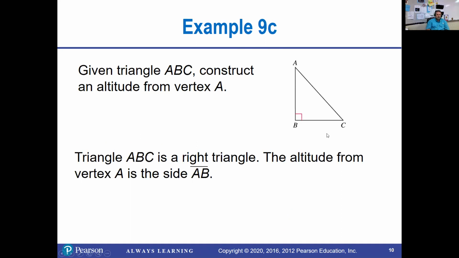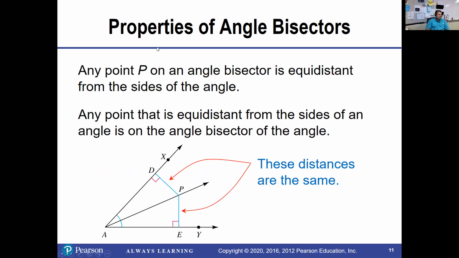All right, and then the last thing, properties of an angle bisector. We already talked about an angle bisector. I already kind of talked about it, but we already know that this angle here is going to be equal to this angle. Now it says any point P on the angle bisector is equidistant from the sides of the angle. Any point that is equidistant from the sides makes it an angle bisector.